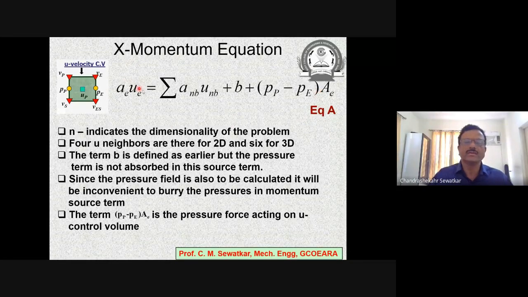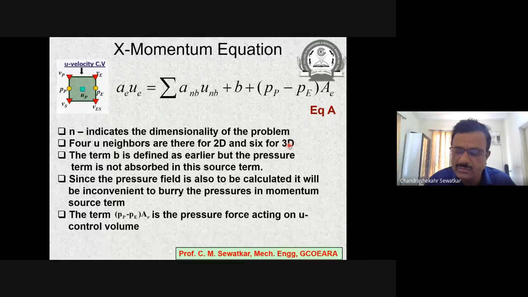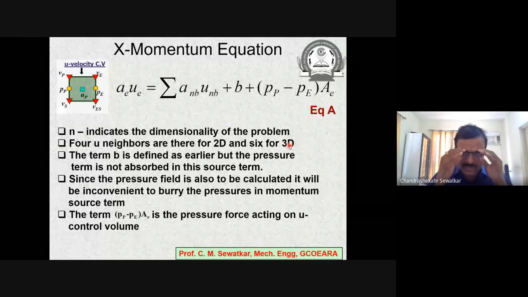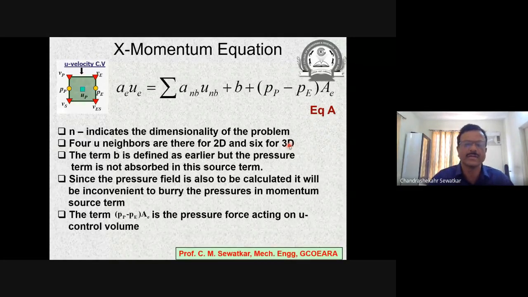These AE and A and B are the coefficients, and they indicate the dimensionality of the problem. Four neighbors are there for a 2D problem and six for a 3D problem. So far, while deriving the equations, we dealt with a 2D problem, but the problem can be 3-dimensional as well. In that case, each cell center will have 6 neighbors.